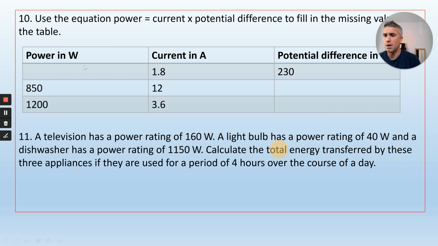Here we have another chance for you to try the equation. P equals IV. Power is current times potential difference. Can you copy the table? Fill in the missing values. And number 11, a television has a power rating of 160 watts. A light bulb has a power rating of 40 watts. And a dishwasher, power rating of 1,150 watts. Calculate the total energy transferred by all these appliances if they're used for a period of 4 hours over a day.